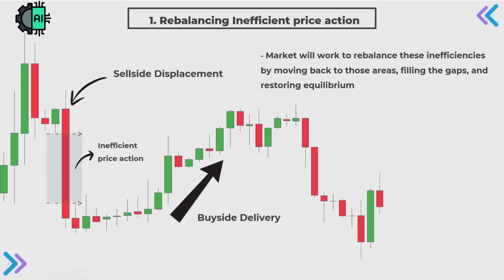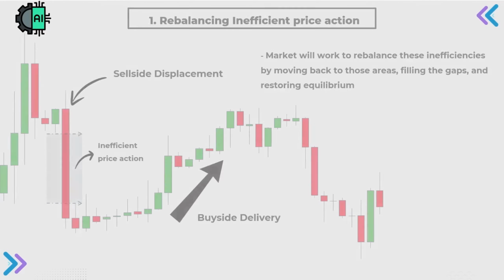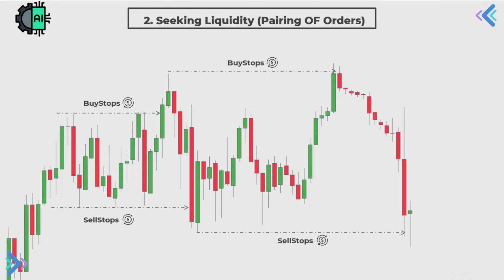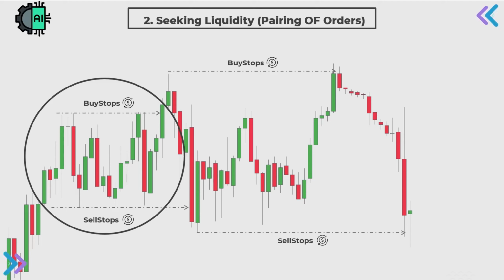The algorithm frequently creates inefficient price action and disequilibrium in the market, where prices move in an unbalanced way. Then, the market will work to rebalance these inefficiencies by returning to those areas, filling the gaps and restoring equilibrium. This constant cycle of imbalance and rebalancing is a key part of how the market moves, offering opportunities for traders who can identify these inefficiencies and anticipate the rebalancing process.